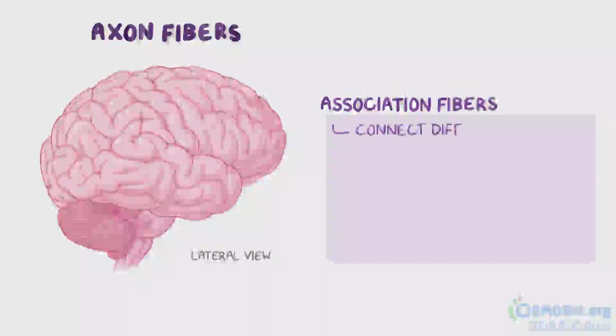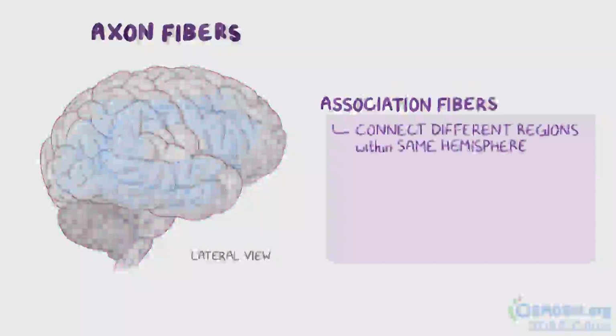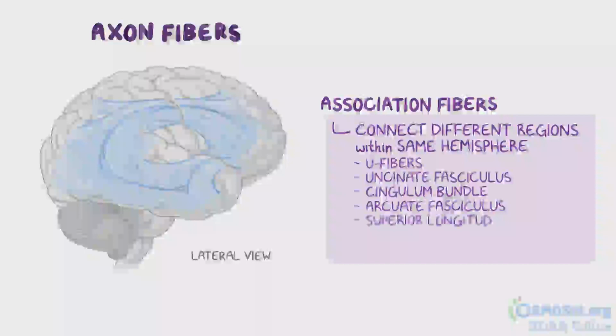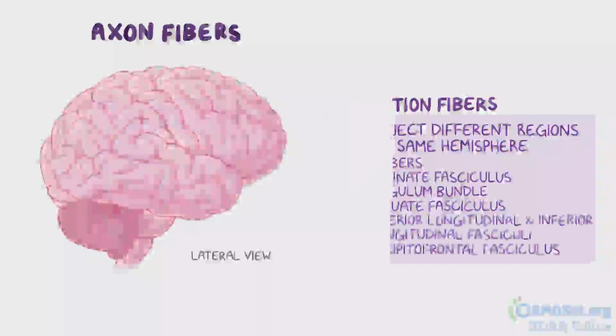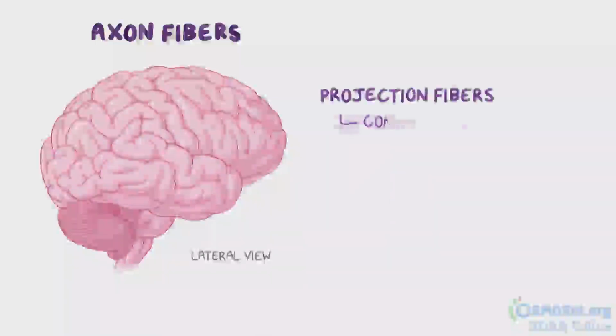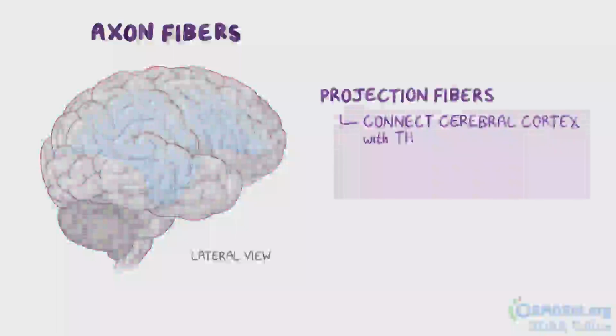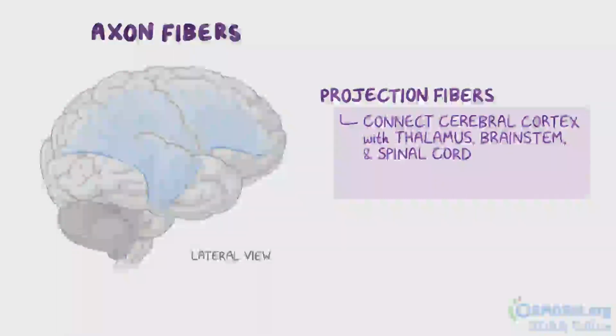Association fibers connect different regions within the same hemisphere, and they include the U fibers, uncinate fasciculus, cingulum bundle, arcuate fasciculus, superior longitudinal and inferior longitudinal fasciculi, and the occipitofrontal fasciculus. Finally, projection fibers connect the cerebral cortex with more caudal structures in the central nervous system, like the thalamus, brainstem, and spinal cord. These ascending and descending projection fibers all travel in a structure called the internal capsule, which has 5 parts that we will explore later.